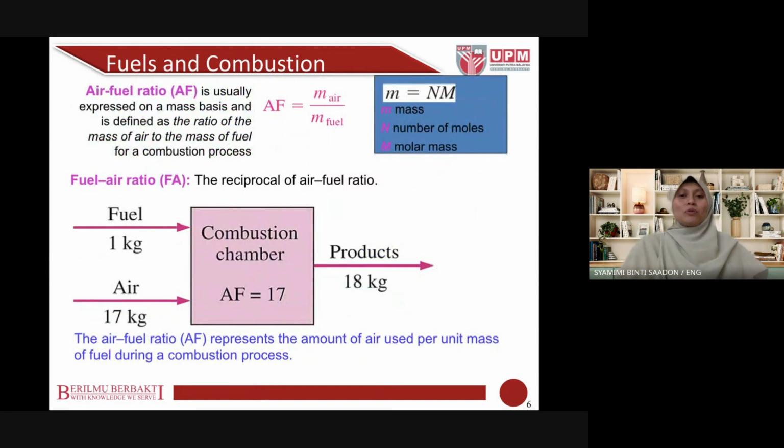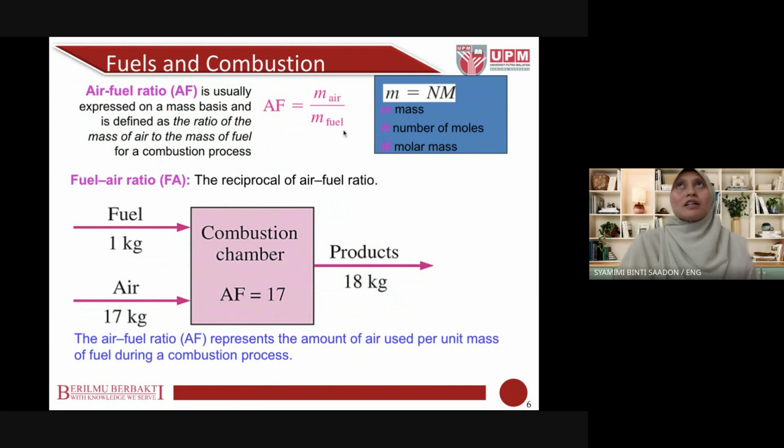Okay, and then one of the most important points. One important thing that we need to calculate and know for the combustion process is what we call the air fuel ratio, noted as AF. Air fuel ratio is the ratio of the mass, or the mass flow rate, of air over the mass of fuel.